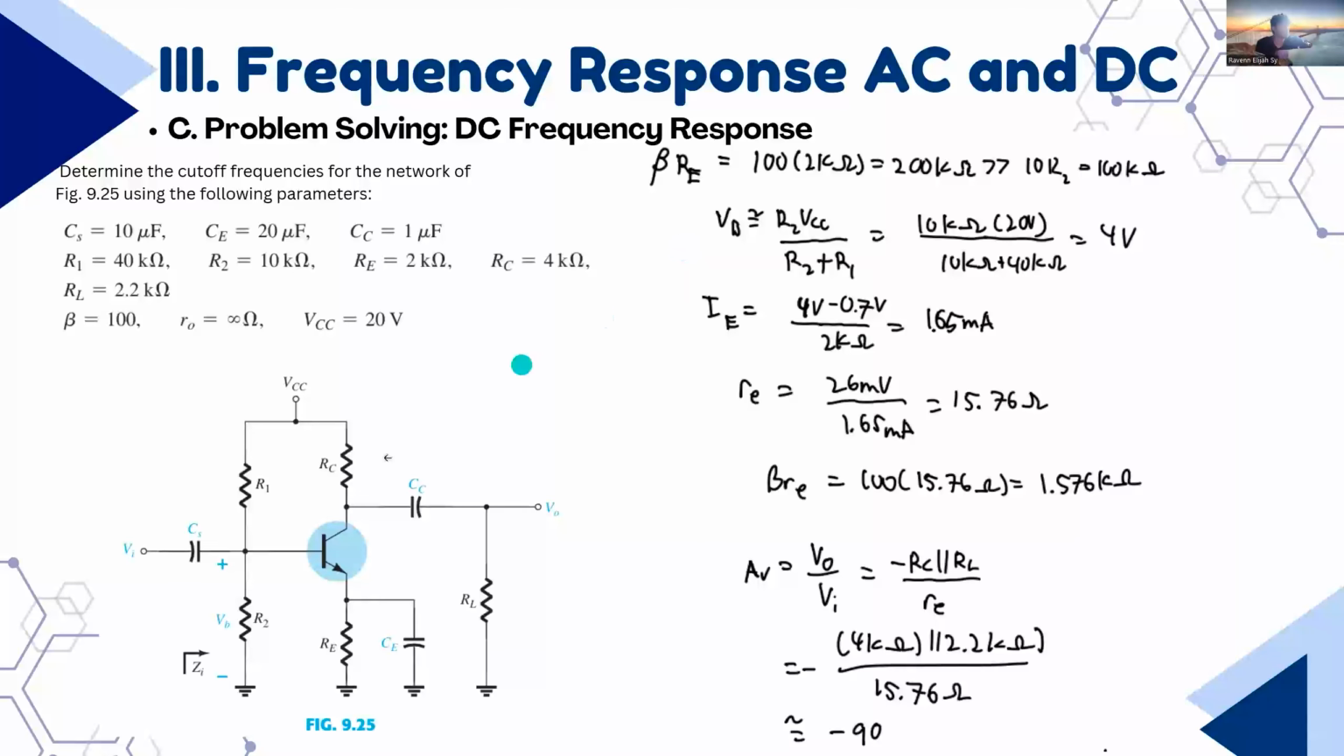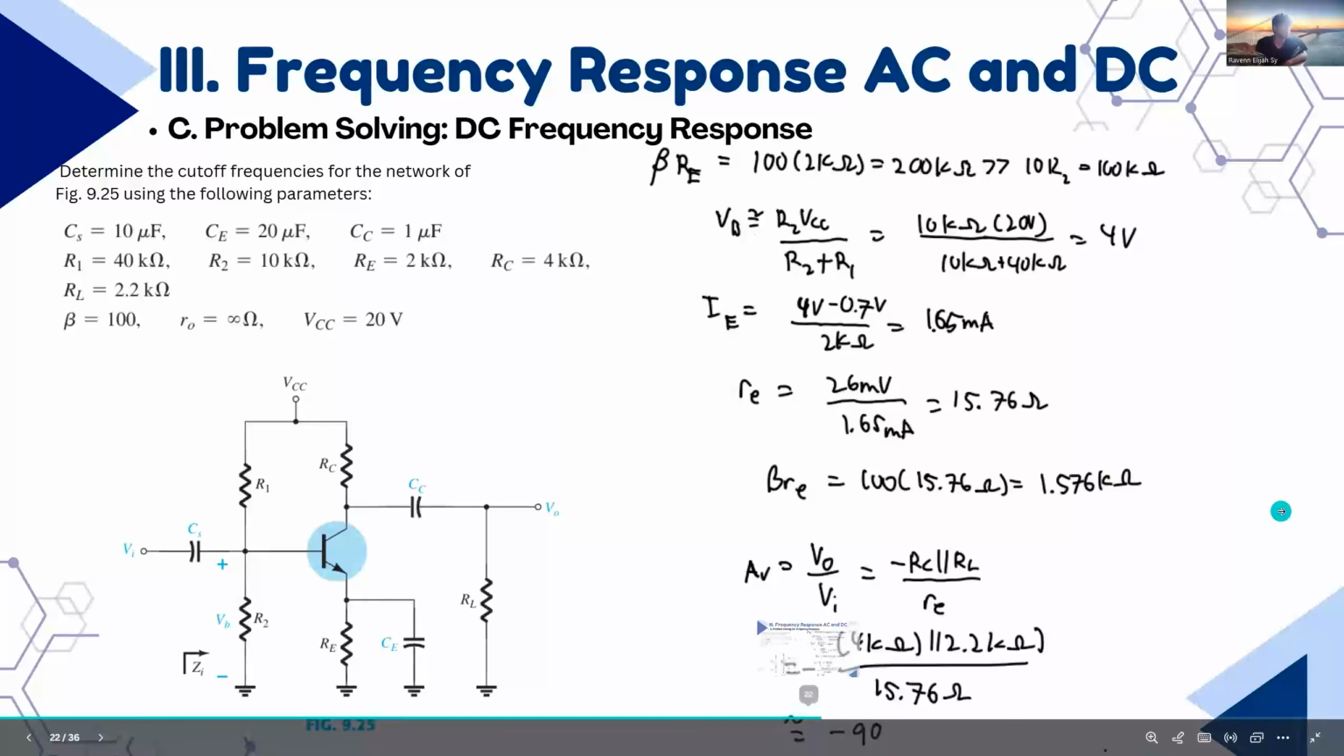Next, we will get the VB. Since this is a voltage divider, we will apply the previous formula, VCC times R2 over R1 plus R2. We apply the values and we will get 4 volts. Then we will get the IE. Apply the formula, then the RE. Apply the formula, then we'll get the beta RE. Apply the formula, and we'll get the AV, which is negative 90.